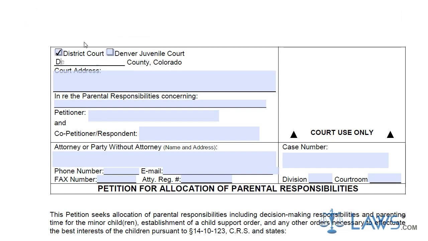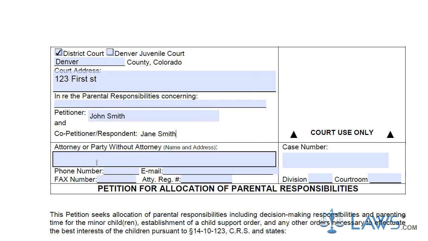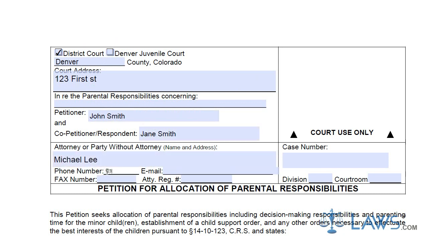First, fill out the case caption information at the top of the form. Indicate the court where the case is being heard and the names of the petitioners. If represented by an attorney, they must provide their name and contact information. Supply the case number, division, and courtroom.